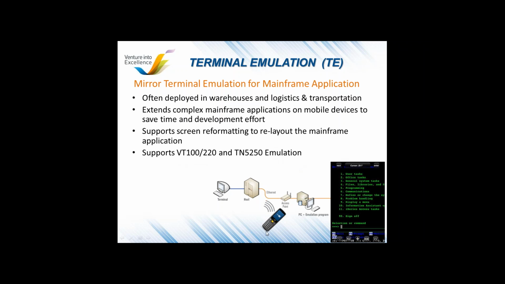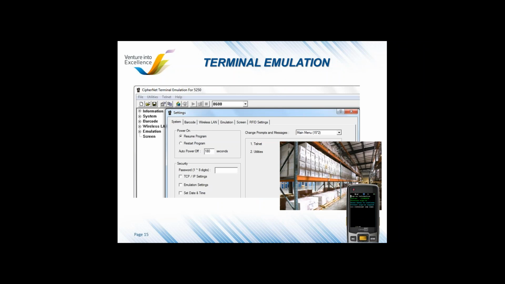When you connect your mobile device to the host server, you will see your emulated program on your mobile device, which will look a bit like this. For terminal emulation, we also have a PC utility available for you to set wireless settings and emulation settings. You can enter the host server IP address and then download it to your mobile device, so they can collect data in the field and then send it directly to the backend server.